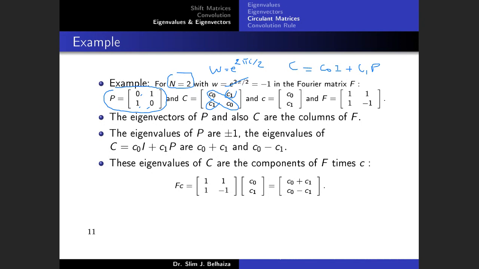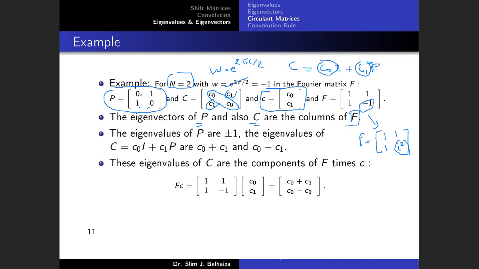So now, if you take these components c0, c1, you have the c vector, which is c0, c1. And the corresponding Fourier matrix, now we have the general form for it. If you are working on size 2, F would be, as we've seen in section 4.1, the first column is 1s, then you have 1, and here we'll have just i squared. Okay? And you know i squared is just -1. So that's why you have -1. Okay. So the eigenvectors of P, and also of C, are the columns of F.